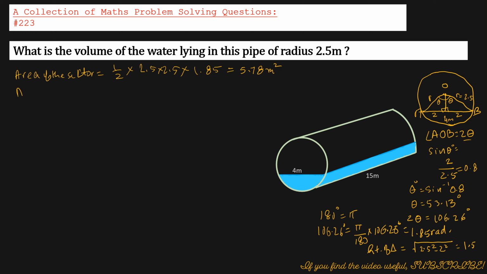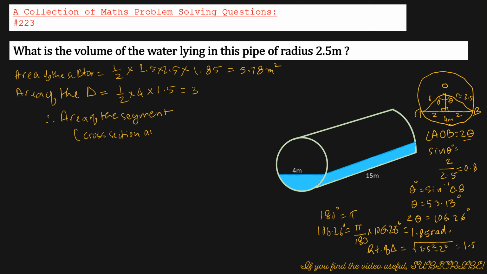So the area of the triangle would be half times base, which is 4, times height, which is 1.5. So that is 2 times 1.5, and that is 3. So therefore, the area of the segment, that's the cross-sectional area of water, that's what we have to find. So that would be 5.78 minus 3, and that is 2.78 meters squared.